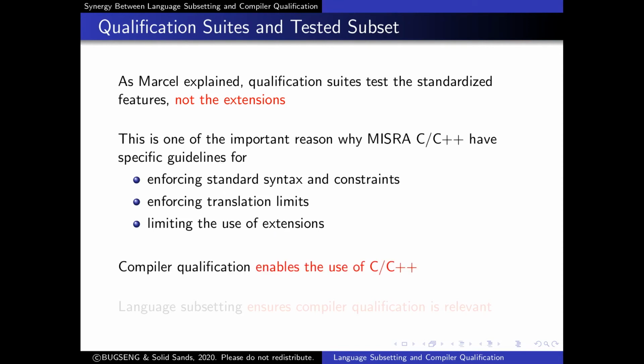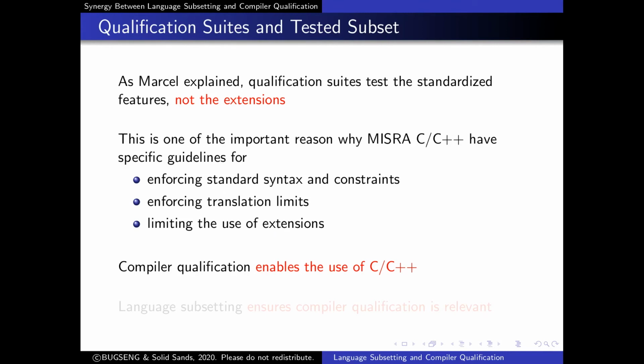So compiler qualification enables the use of C++. I mean, you have no justification at all to use C or C++ with a completely broken compiler. Everybody does this, even if they do not engage in formal compiler qualification, because they do not work in a safety critical system or critical system anyway.